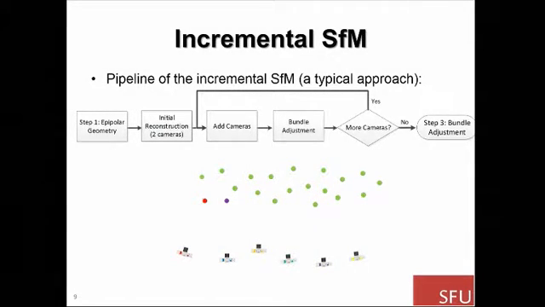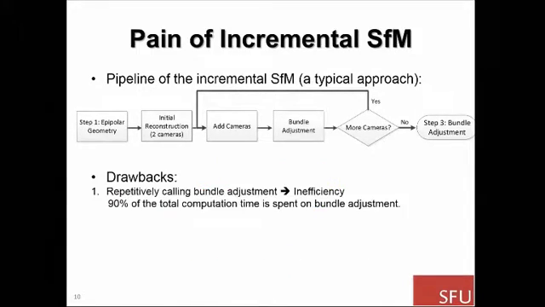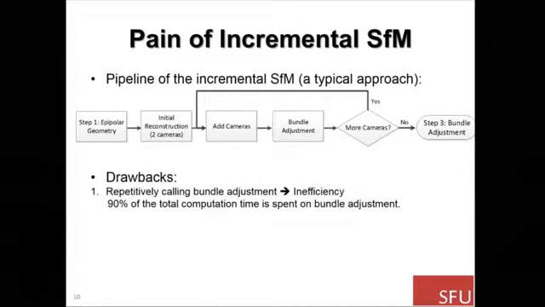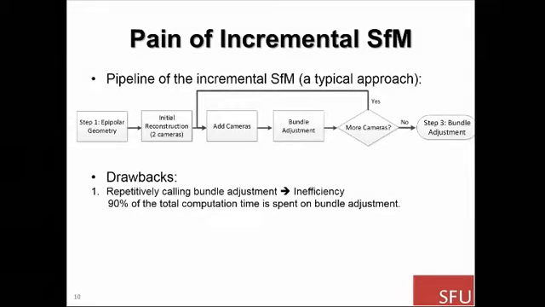So that is the typical pipeline of most of the existing structure from motion systems. And as we can tell, there are two major drawbacks in this kind of conventional approach. Firstly, it calls the nonlinear bundle adjustment a lot of times, which is computationally expensive. In fact, we're going to see that usually more than 90% of the computation time is spent on this bundle adjustment. So it's inefficient.